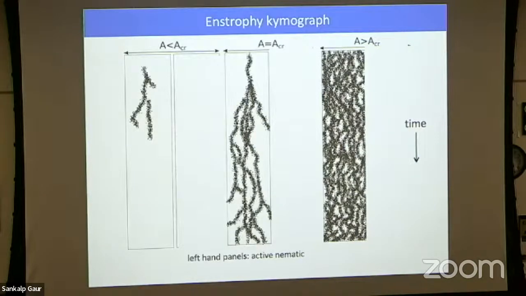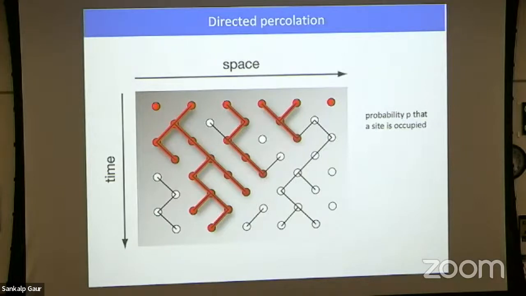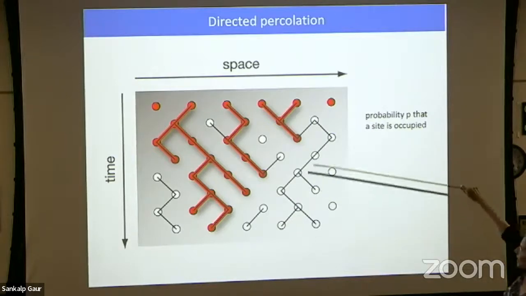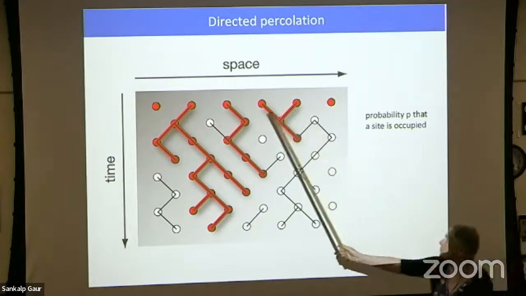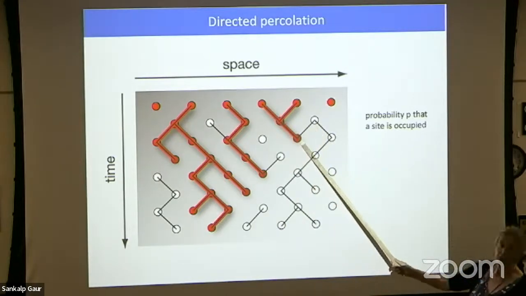Okay, so someone said directed percolation. This looks very like directed percolation. Directed percolation is a setup where you have a probability P that a site is occupied, or a probability P that a bond is occupied on a lattice. And then if things are occupied, you join them together. And on this side, you can see that there's a little cluster which dies out.